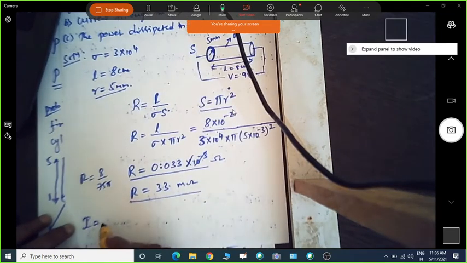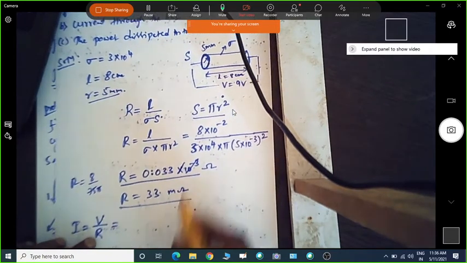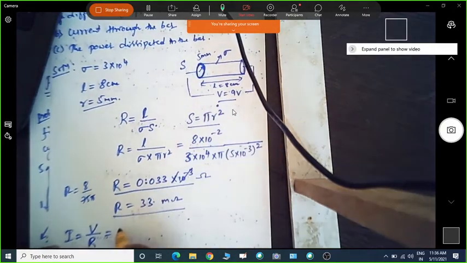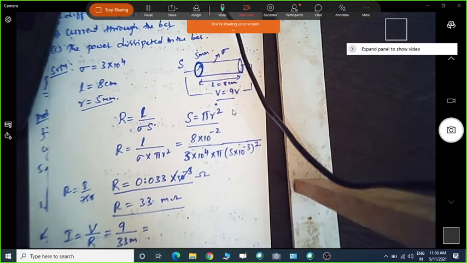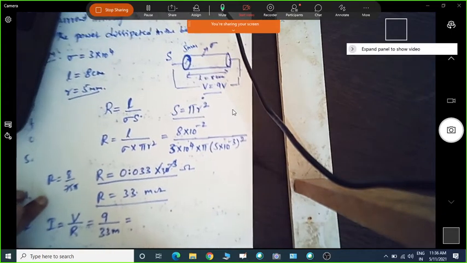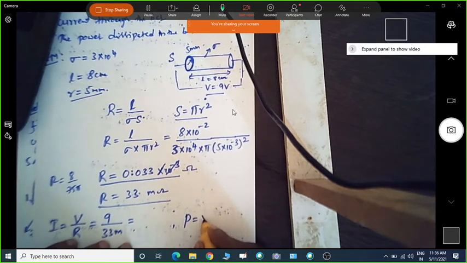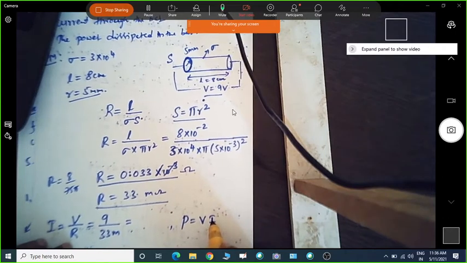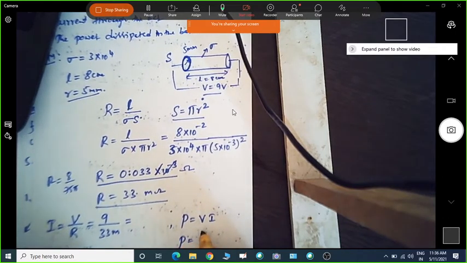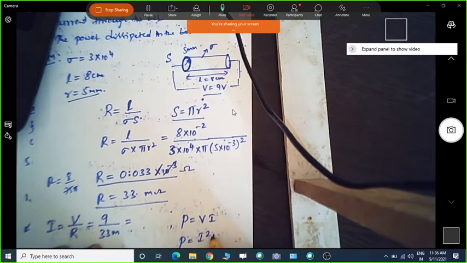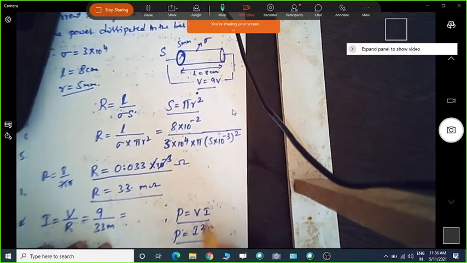That current you can find out in a very simple way, which is the voltage difference divided by resistance. The voltage difference is given, so 9 divided by 33 milliohm, and you will get the current. Similarly, you can get the power, which is equal to V into I. You can put voltage and current, or I square into R. Any equation you can use, and you can find the power.